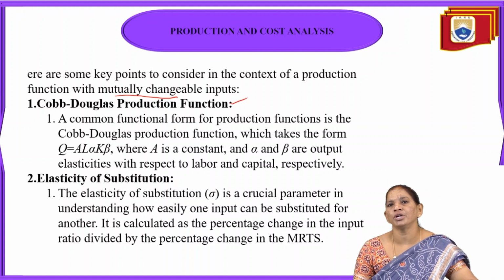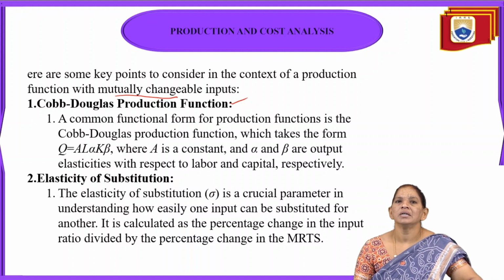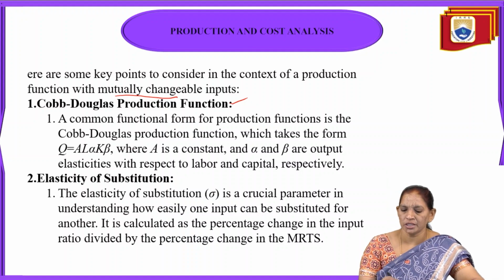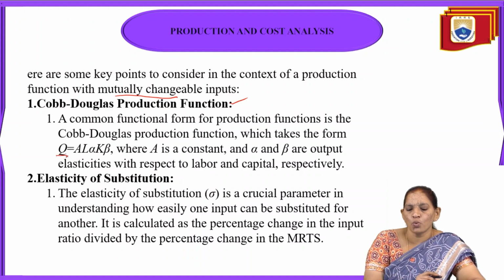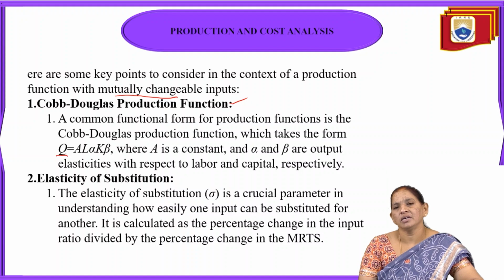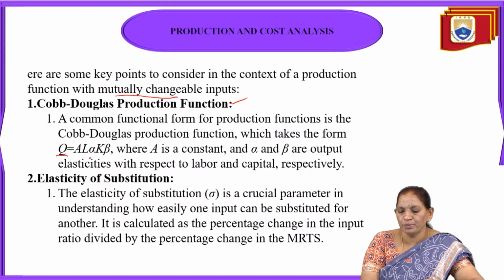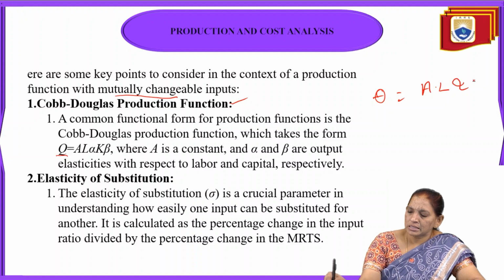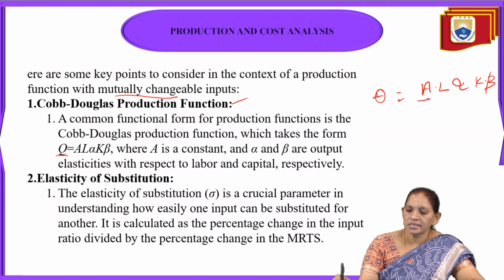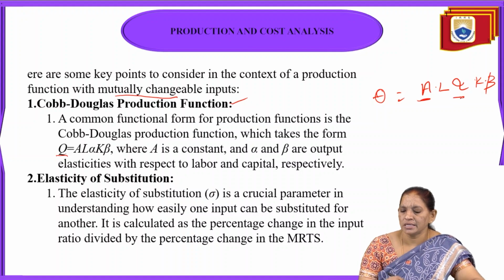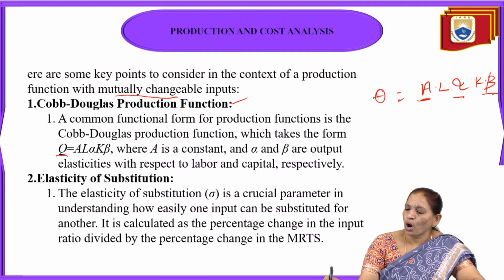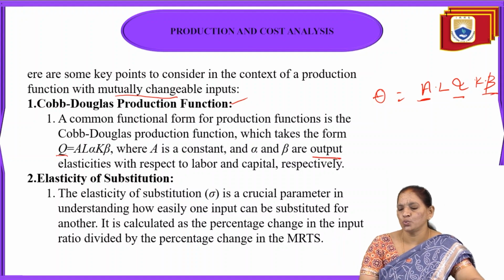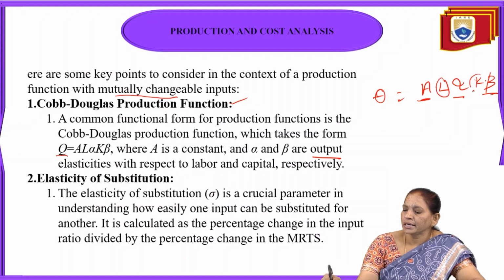It is the common form of production function, which takes in the substitution of inputs. Quantity is equal to A into L to the power alpha, into K to the power beta, where A is a constant and alpha and beta are the output elasticities with respect to labor and capital.